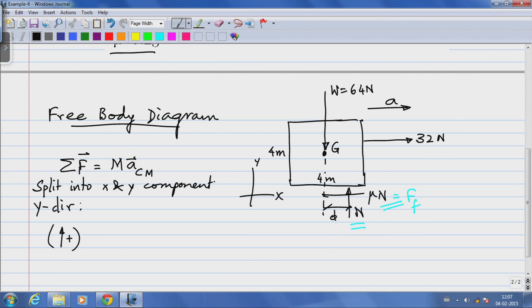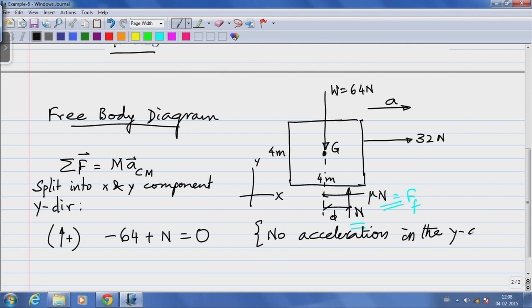So in the y direction, taking upward forces positive, minus 64 plus N equal to 0. What that essentially means is no acceleration in the y direction, or N equals 64 newtons.